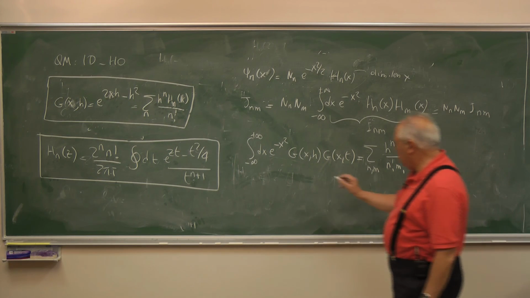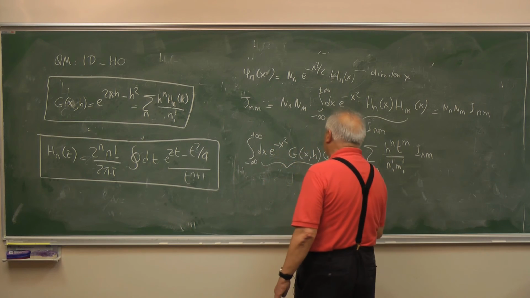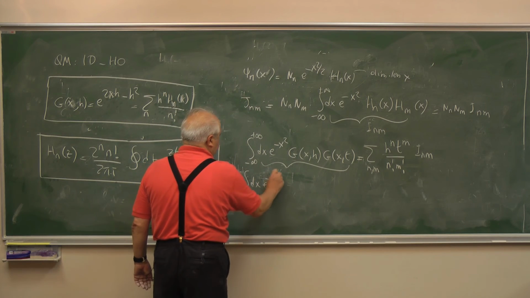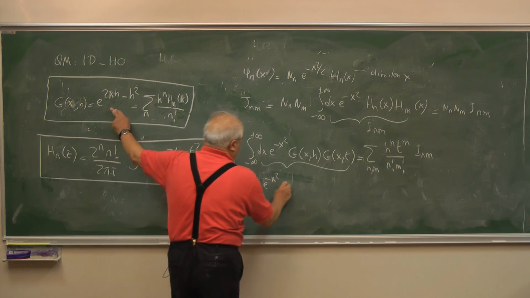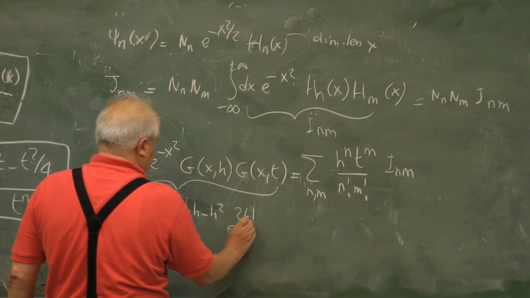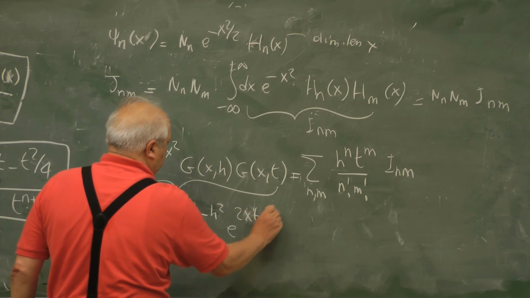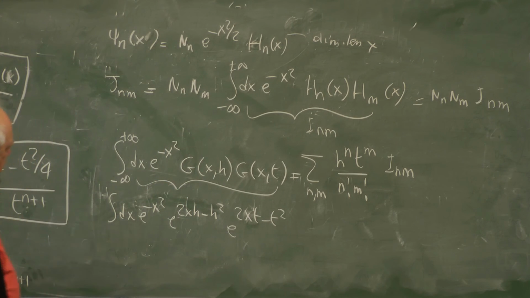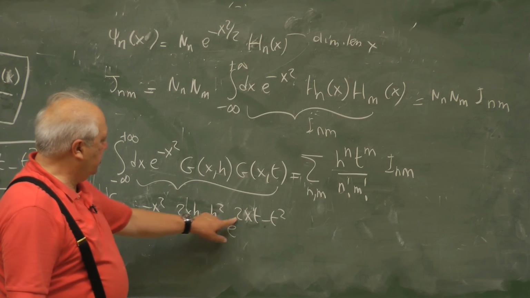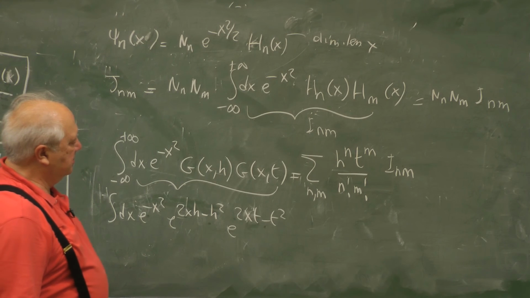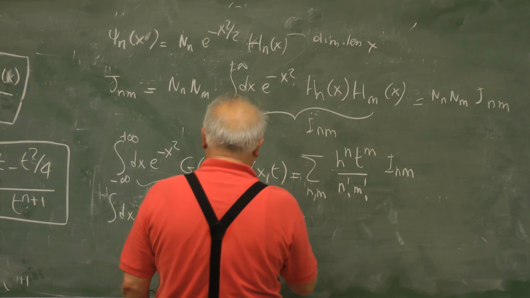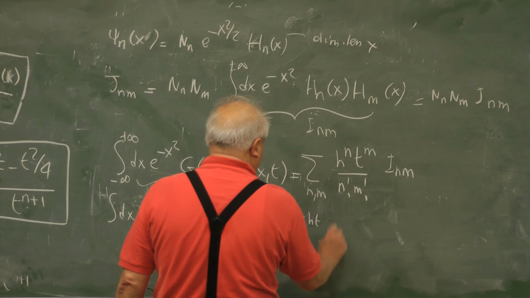The question is, can we take the left integral? It turns out this is an easy integral. This is dx e to the minus x squared. Let us write this: e to the 2xh minus h squared, e to the 2xt minus t squared. And let's look at how it looks. We have x squared, h squared, t squared. We have 2xh and 2xt. Let us complete the square. So we multiply by e to the minus 2ht and e to the 2ht.